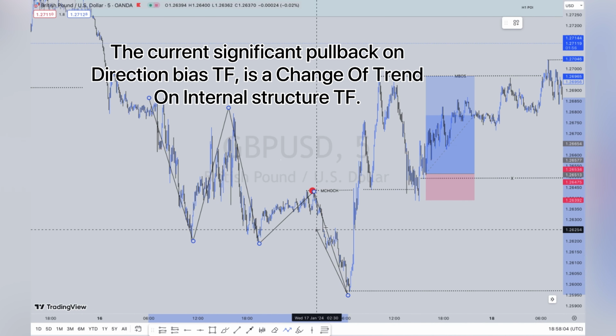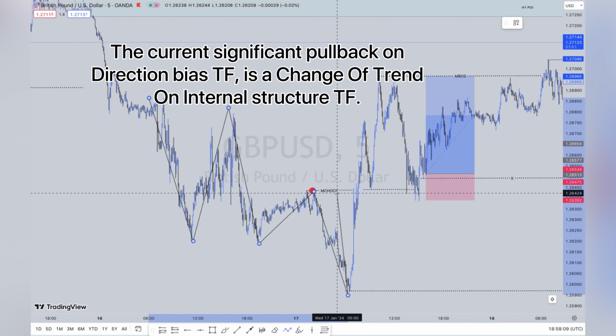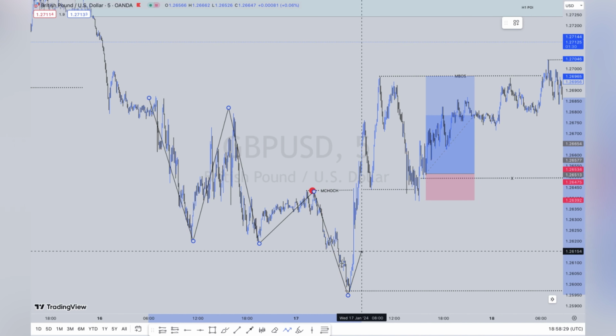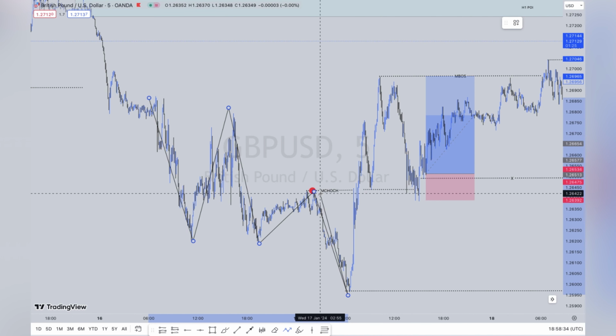Now the first pullback on that significant time frame is actually a change of character on our medium time frame. You can see that, right? You need a lot more practicing and mindset shifting to understand this, because a lot of people have learned contrary things to what I'm explaining to you right now. So the first pullback on the higher time frame is actually a change of character on the medium time frame, or in the internal structure.